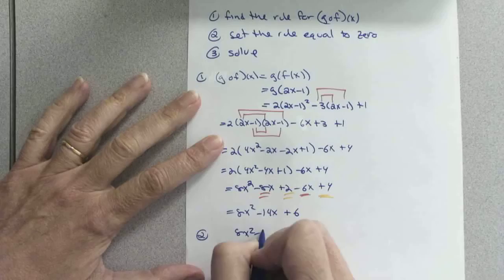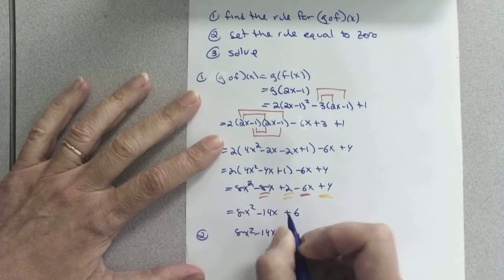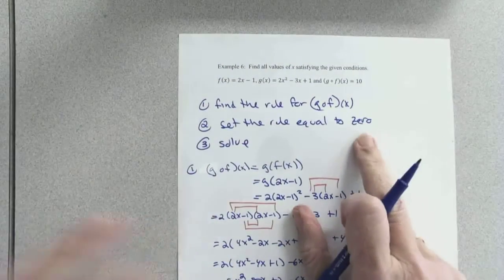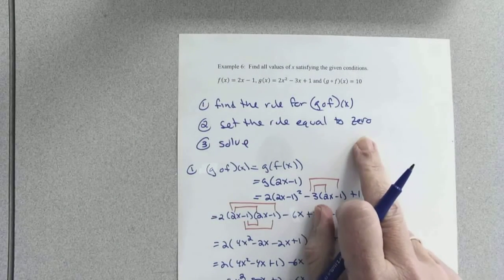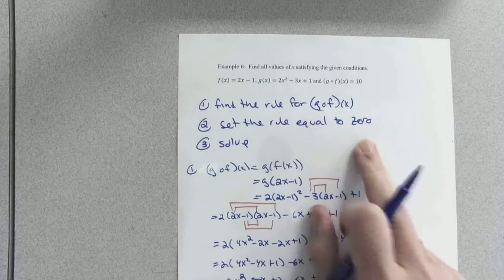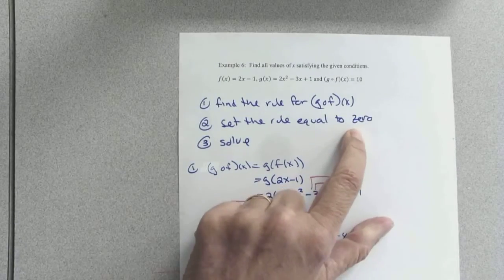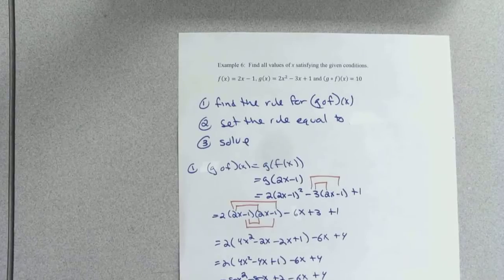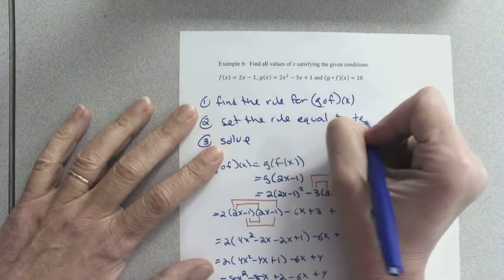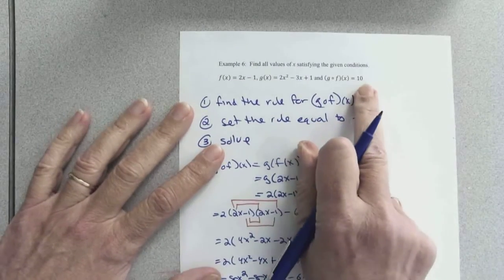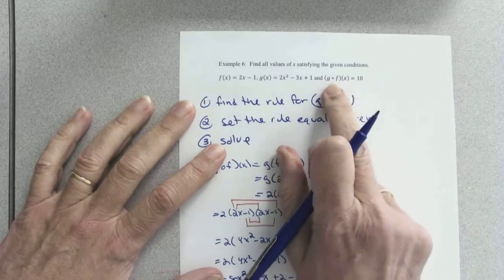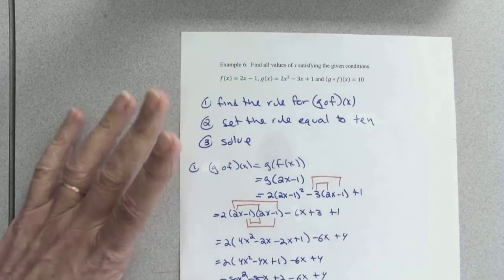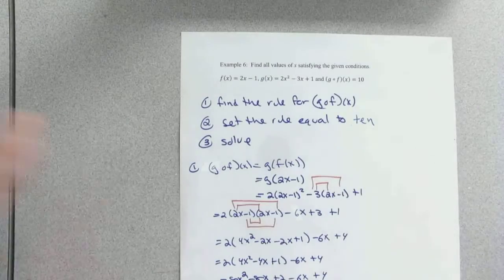Step 2. And I did make a mistake way back here when I was doing how we're going to do the problem. Set the rule equal to 0? No, that'd be wrong. This is why I bring the white out. Set the rule equal to 10, because that's what they said here. f of g of x, or g of f of x equals 10. Set it equal to 10. Typo. Fix that. Sorry about that.